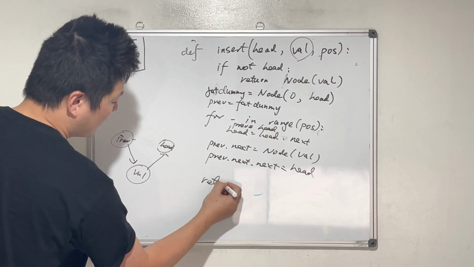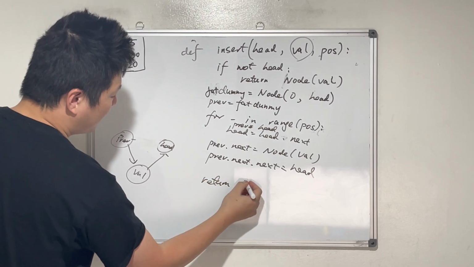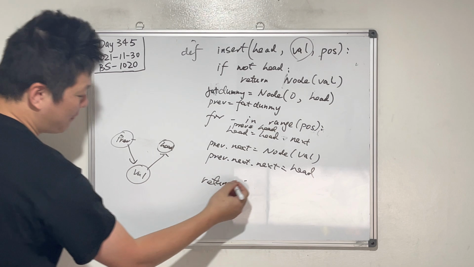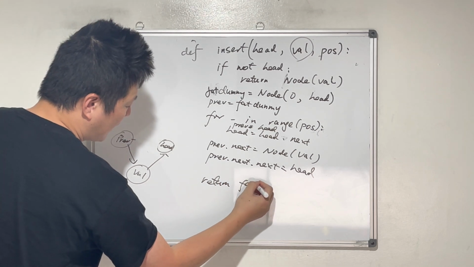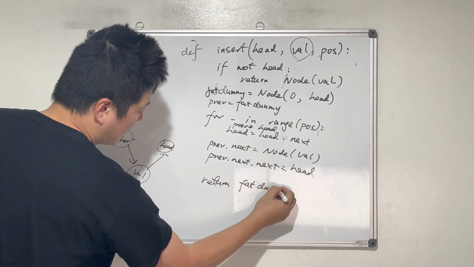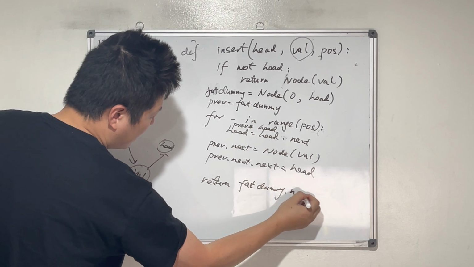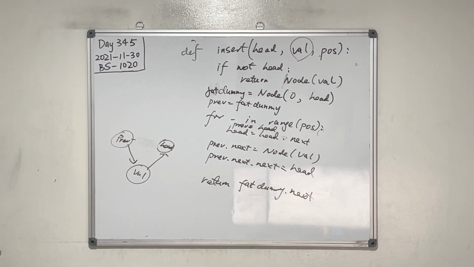Can you tell me? Fat dummy. We're returning fat dummy or fat dummy dot next? Fat dummy dot next. Yeah, fat dummy dot next. Okay. Make sense here? Let me check. Look, previous head equals head dot next.